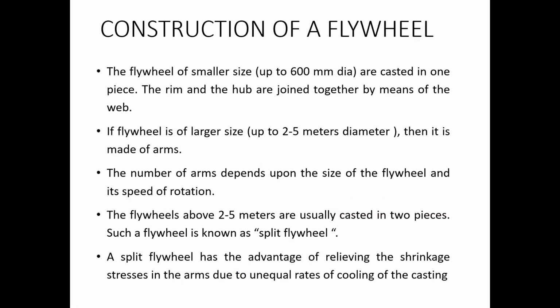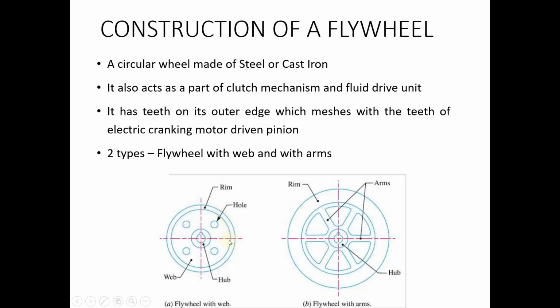Now in the construction of the flywheel, we can see that flywheels which are smaller in size, up to around 60 centimeter or 600 mm diameter, are casted as a single piece, and the rim and the hub are joined together by a web. This is the rim portion, that is the outer portion, and the central portion is known as the hub portion. Both these portions are joined together by a metallic region known as the web.